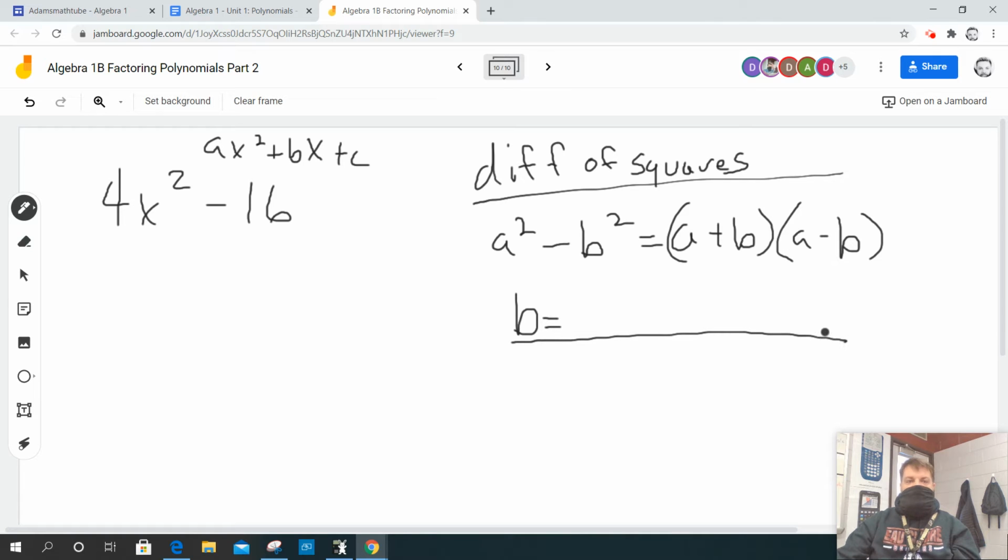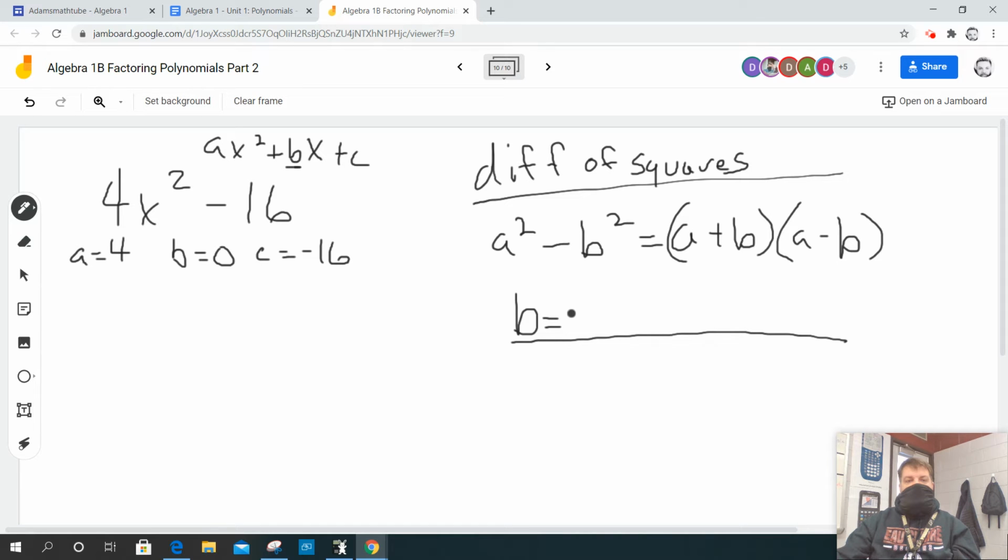What's b? Well, I know that a is equal to 4. What's the number in front of x? Do you see x to the first power at all? No. So could I say b equals 0? Yeah. And then c would equal negative 16.